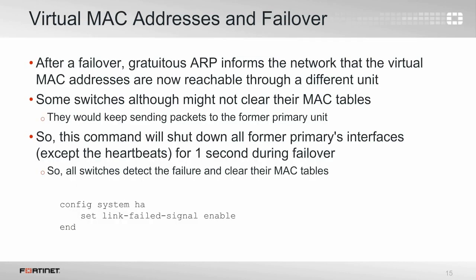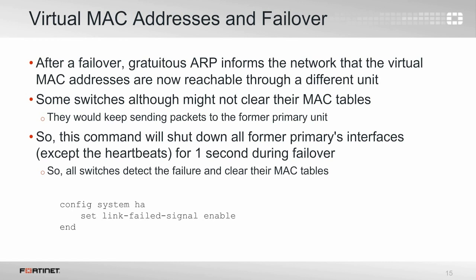After a failover, the new primary broadcasts gratuitous ARP packets, notifying the network that each virtual MAC address is now reachable through a different switch port. In most networks, that's enough for the switches to update their MAC forwarding tables with the new information. However, some high-end switches might not clear their MAC tables properly after a failover. So they keep sending packets to the former primary even after receiving the gratuitous ARPs.